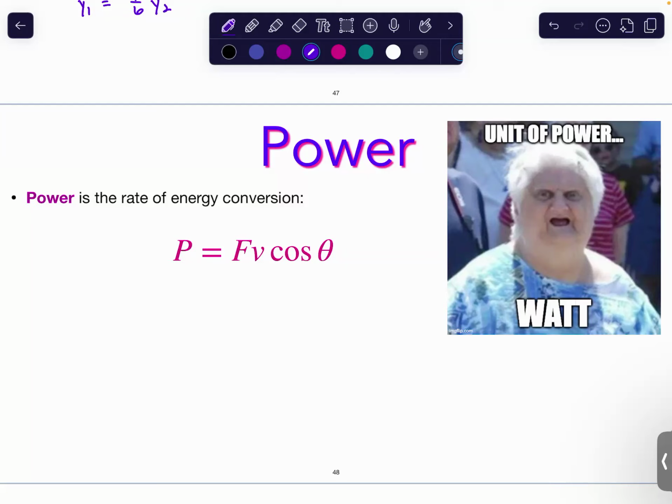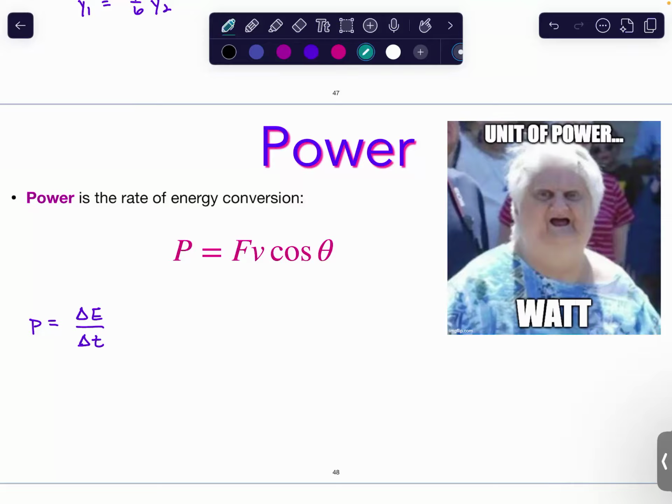Let's just say that power is the delivering of a certain amount of energy over a certain amount of time. Somebody write that. A certain amount of energy over a certain amount of time. So the general definition of power is going to be the change in energy divided by the change in time.